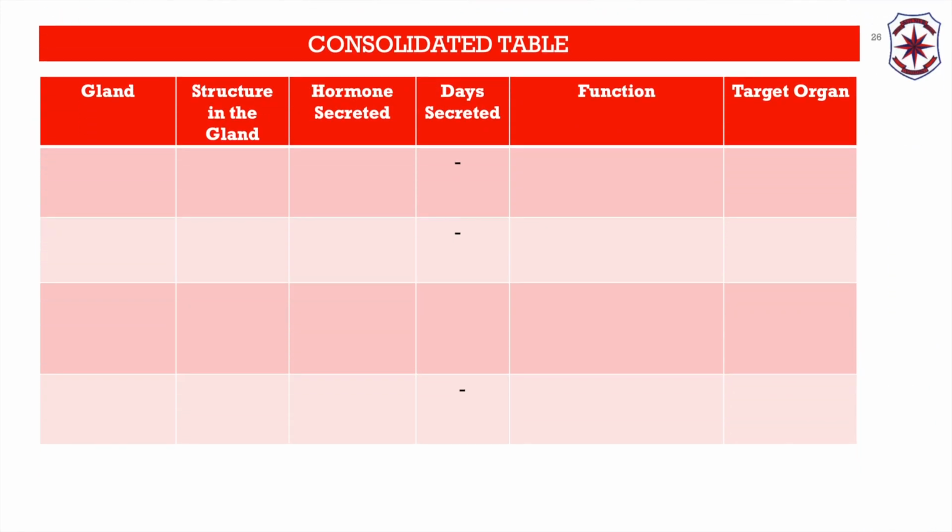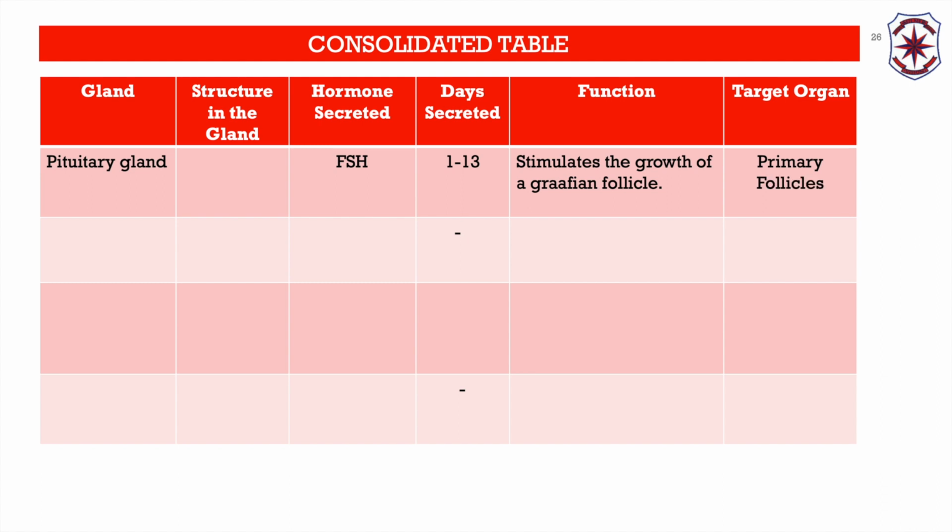So to consolidate the menstrual cycle, here is a small table. Days from day 1 to day 3. The first hormone that is secreted is FSH, secreted by the pituitary gland. It stimulates the growth of the Graafian follicle. Target organ is the primary follicles. It converts the primary follicles into the Graafian follicle. Where do we find primary follicles? In the ovaries.